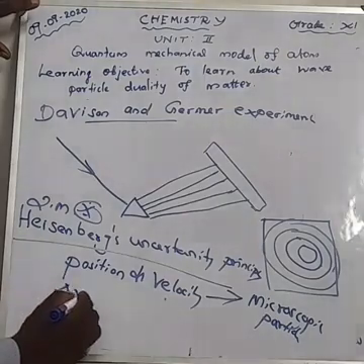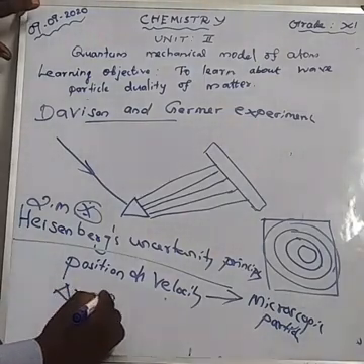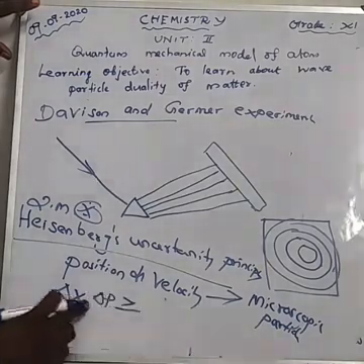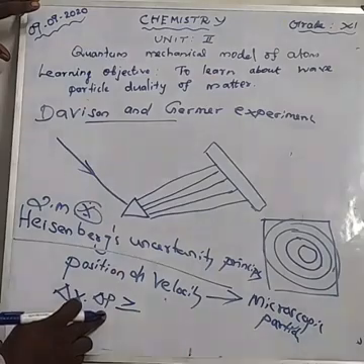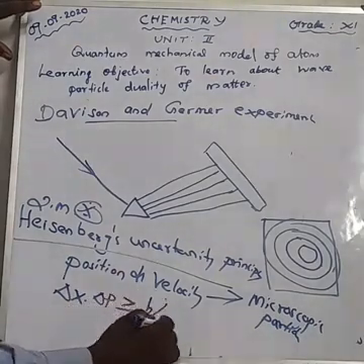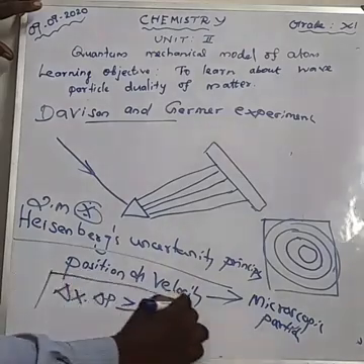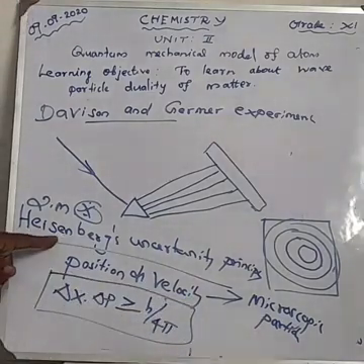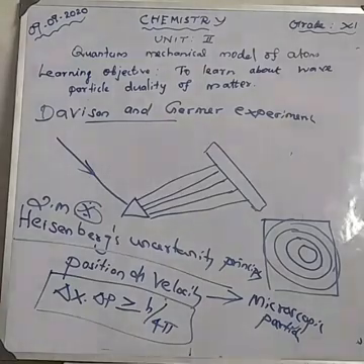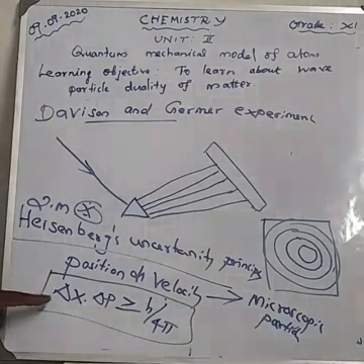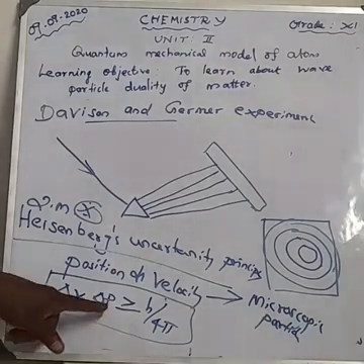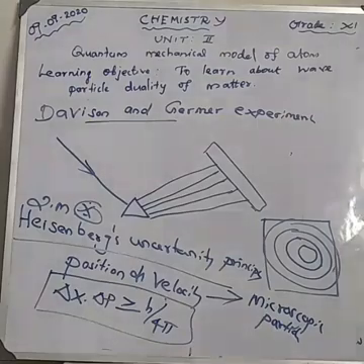Delta x into delta p is equal to or greater than h by 4 pi. What is the formula? As per the Heisenberg uncertainty principle, it is impossible to measure simultaneously both the position and the velocity of a microscopic particle absolutely or accurately. And the formula is delta x into delta p is equal to or greater than h by 4 pi.